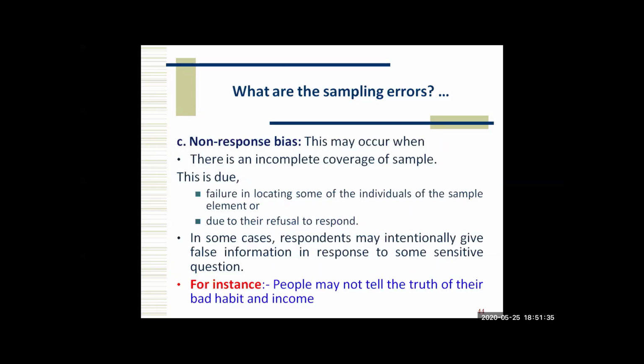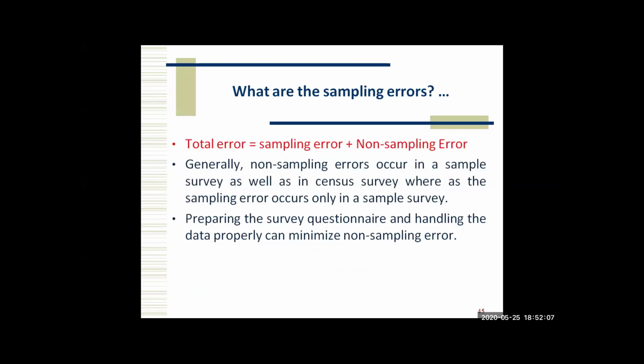Non-response bias is also another. If you need to have, let's say, about 30 samples, and because of different reasons, there is less than 30, and then because of incomplete coverage of the sample, specifically, this might also give you bias, and then what we call non-response bias is also there. That is also the case. Whatever the case, the total error out of the sample might be classified into sampling error and non-sampling error.